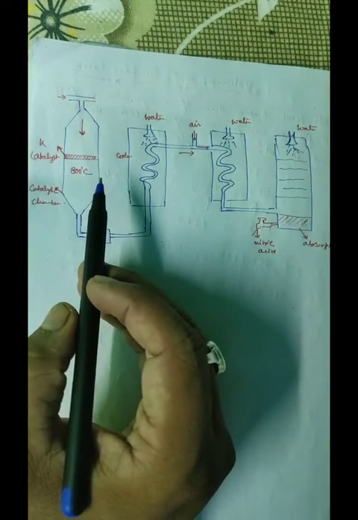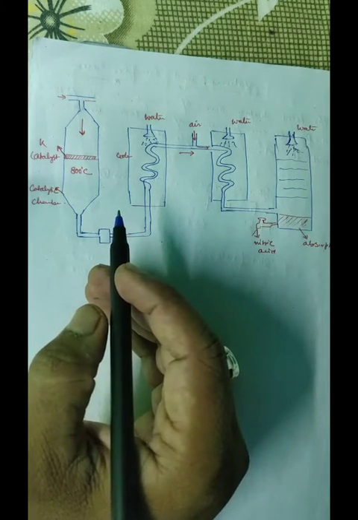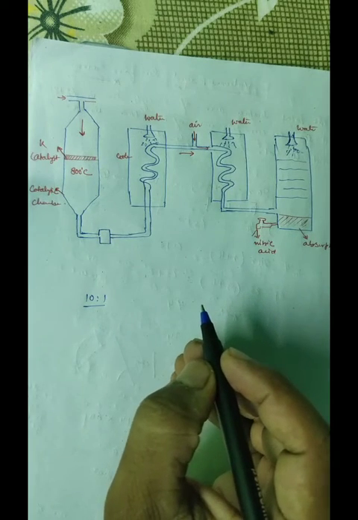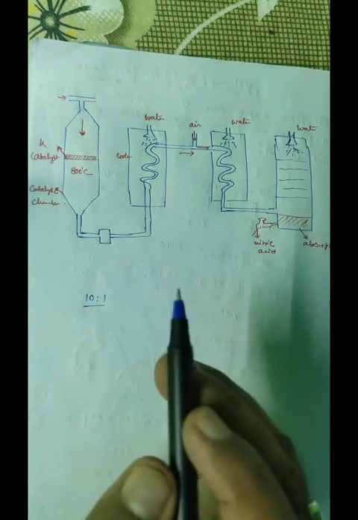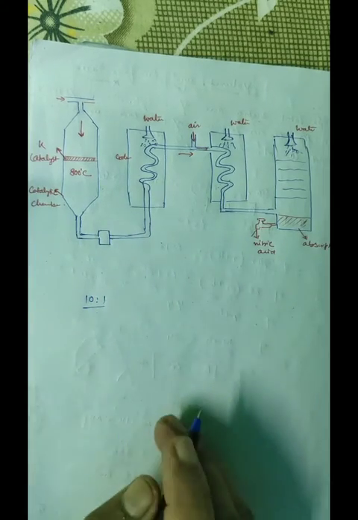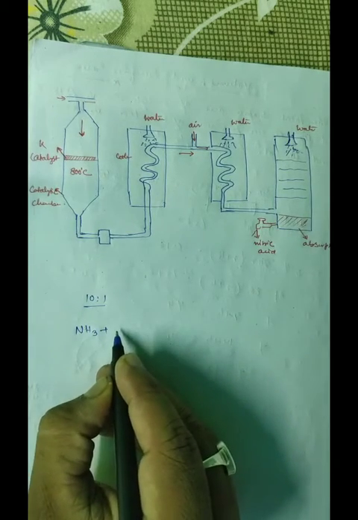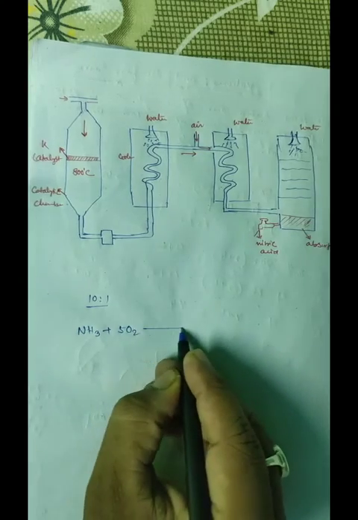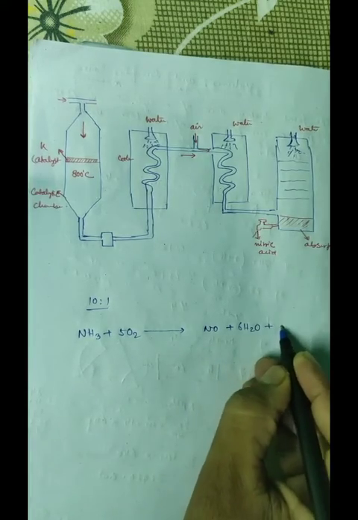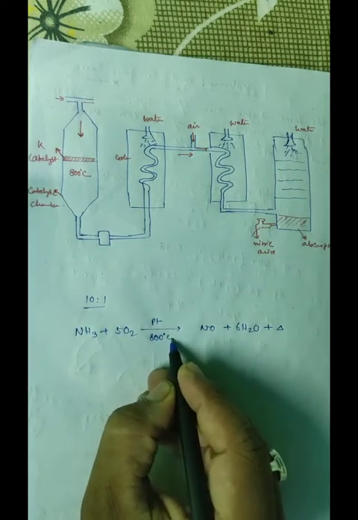A mixture of dry air, free from carbon dioxide and dust particles, and dry ammonia in the ratio 10 to 1 by volume is first compressed and then passed into a catalytic chamber at 800 degrees centigrade. This results in the oxidation of ammonia into nitrogen monoxide. Ammonia is oxidized to nitric oxide plus water plus heat, the catalyst is platinum and the temperature is 800 degrees centigrade.